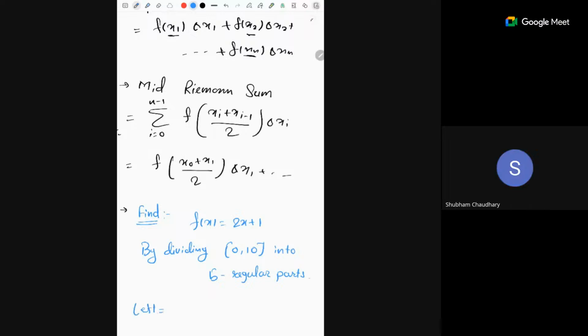Can we place n instead of 5 for regular parts? You can place it, but then the calculation will be tough. That's what I was saying. If you place n, then you have to think about what the compact form will be. So it's not that required. It's okay if you understand this much only. You can place n. It will take a little time, but you can do it. After this, I'll place n and I'll try to do it.